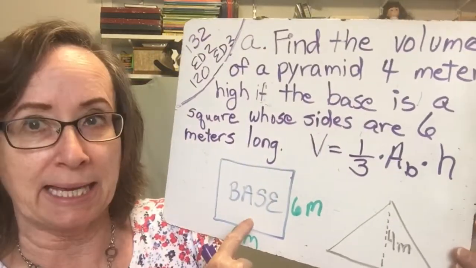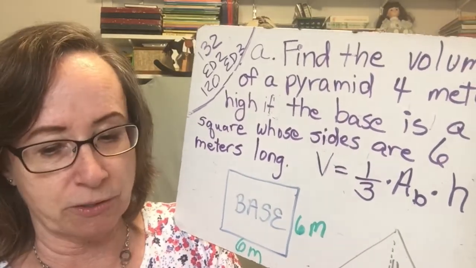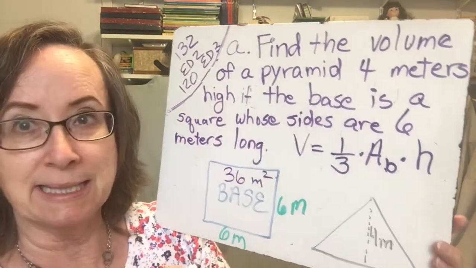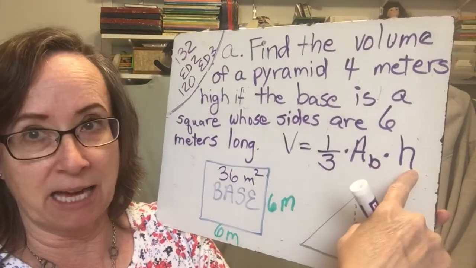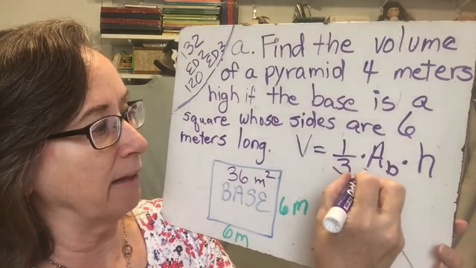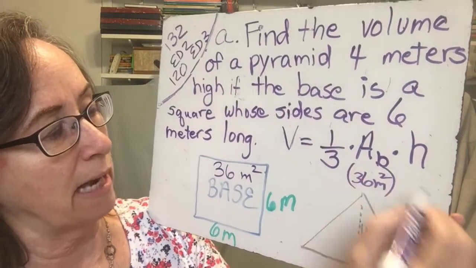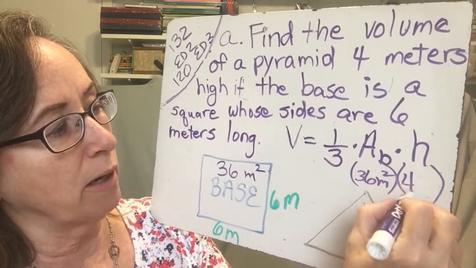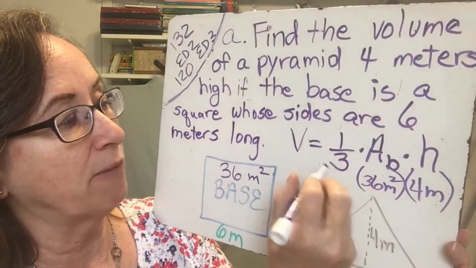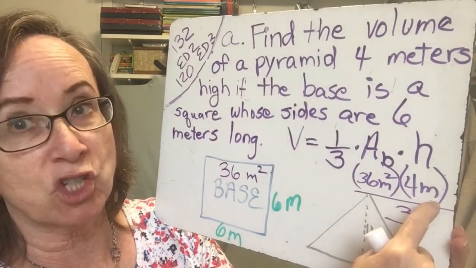Now the area of the base is 6 times 6, or 36 square meters. So we're going to write that right here. 36 meters squared is the area of the base times the height, which is going to be 4. Okay, so we'll say area of the base is 36 meters squared times the height, which is 4 meters. And so when we multiply that all together and divide by 3, we're going to have meters cubed.